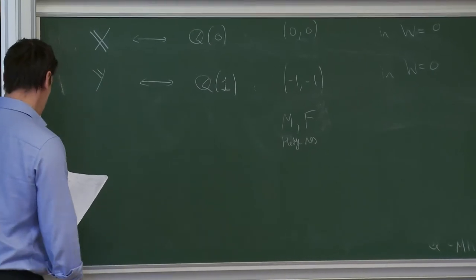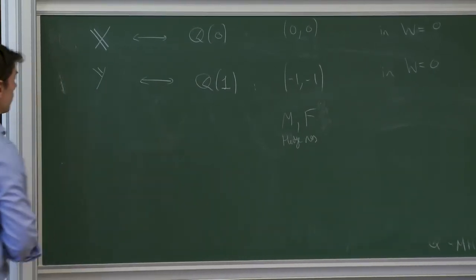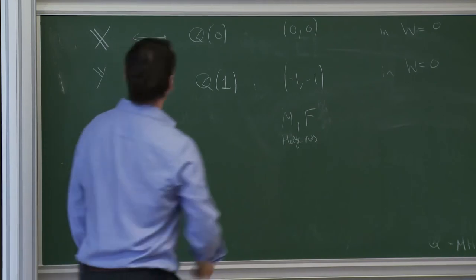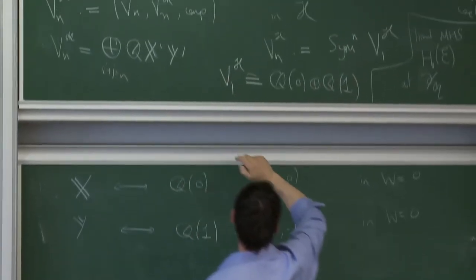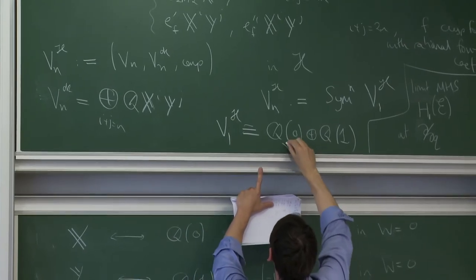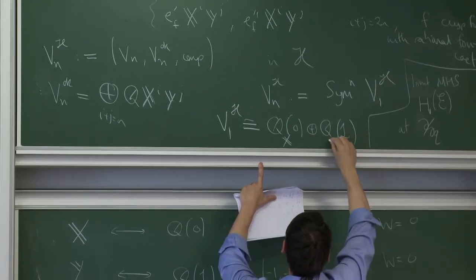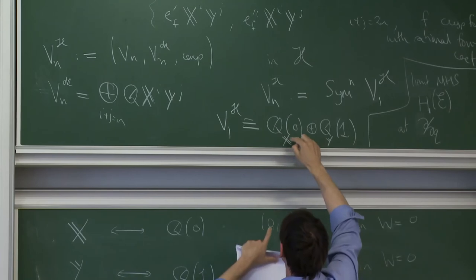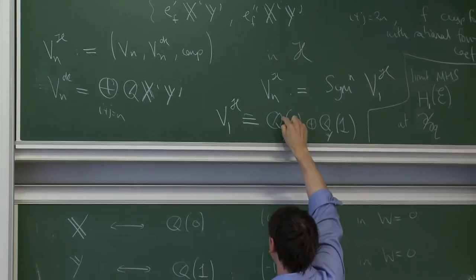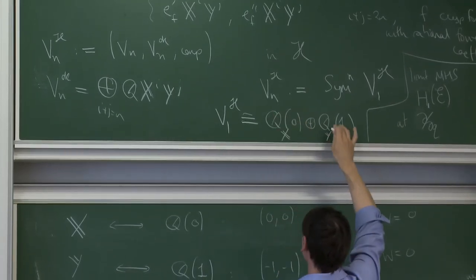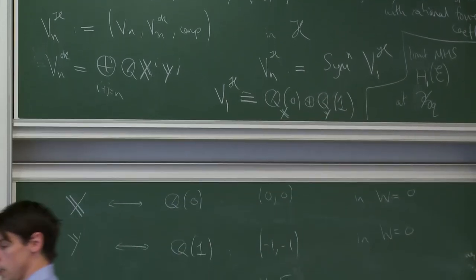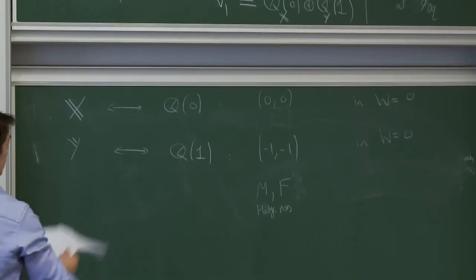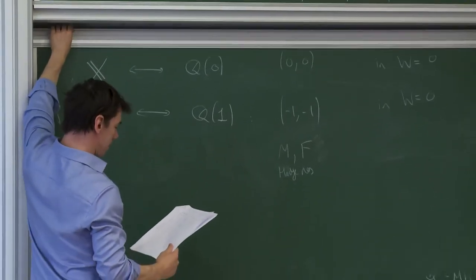X and Y form a basis of V1? Yes, X and Y form a basis of V1, and the powers of X form a basis of its symmetric power. So X is a generator of the de Rham component of this vector space, and Y is a generator of the de Rham component of this vector space. So it's just saying that these X and Ys carry weights, essentially. It's not a big deal.